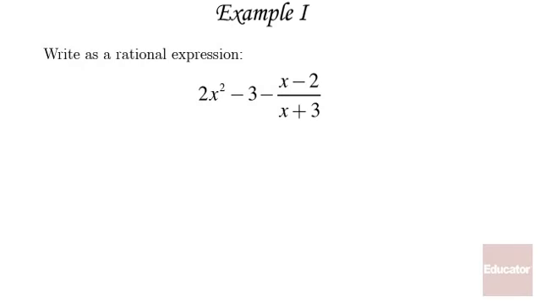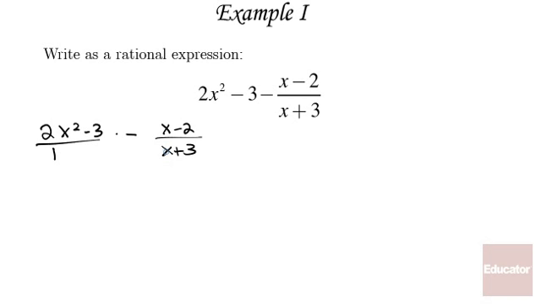Okay, applying this to some examples. This first example, I have a mixed expression that I'm asked to write as a rational expression. So rewriting it, 2x squared minus 3 minus x minus 2 over x plus 3. What I need is a common denominator. And really, what I have here is a denominator of 1.